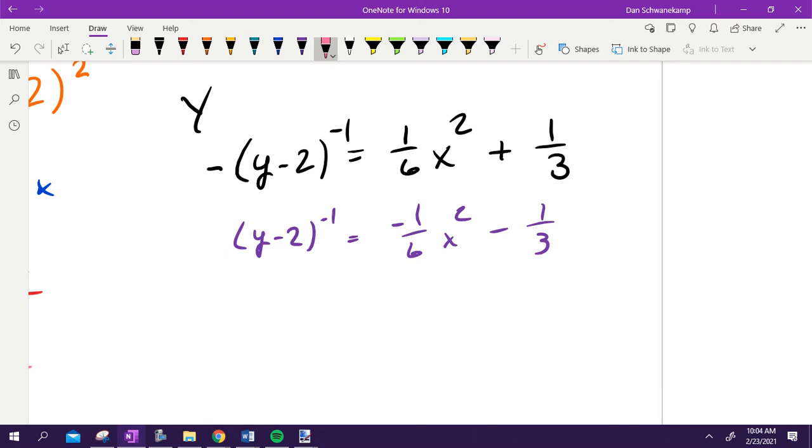Yep, I'm going to raise both sides to negative 1. And he said it correctly. We could just do this and raise both sides to negative 1. That totally works, and you can just leave it like that. This is calculus. You don't need to simplify.